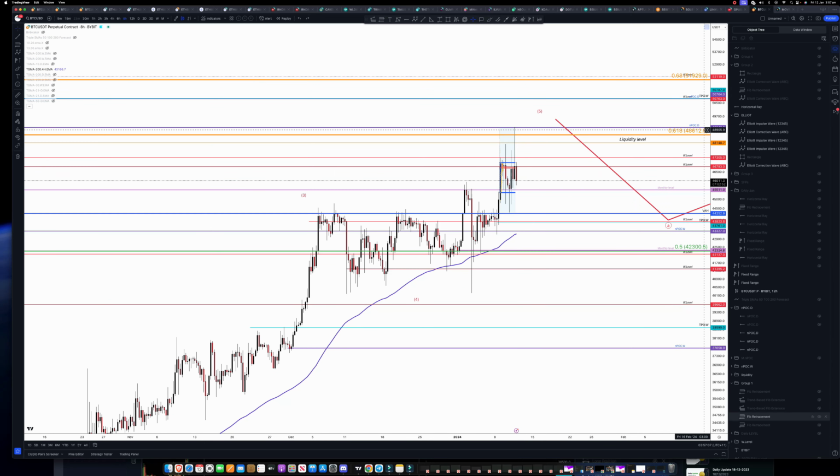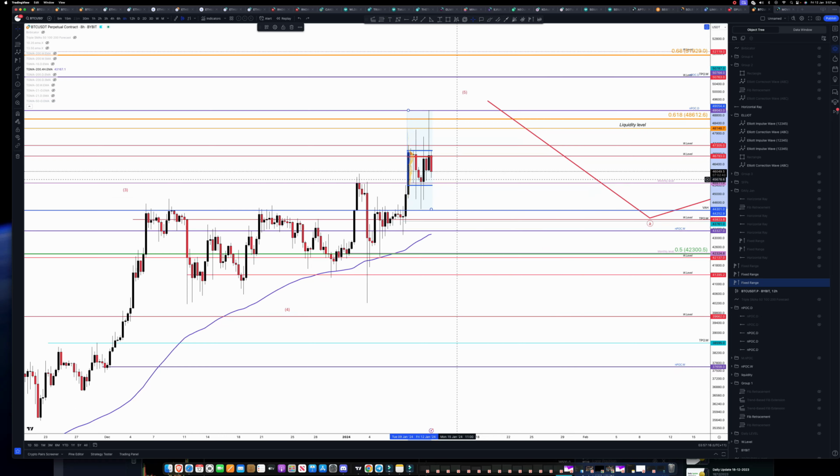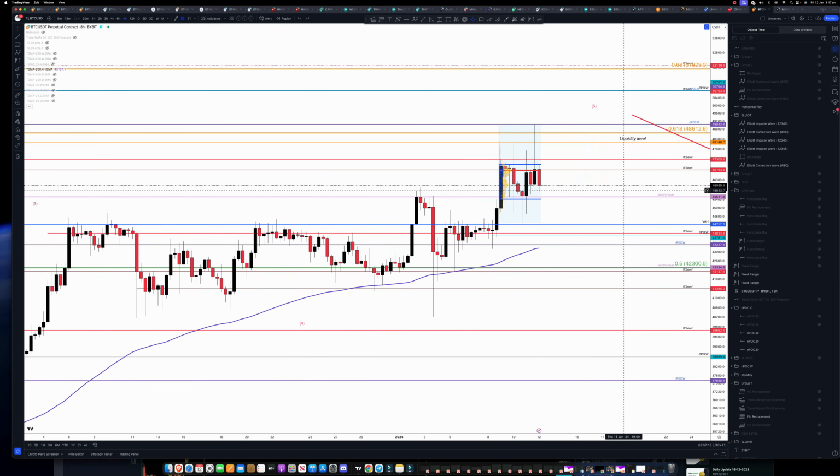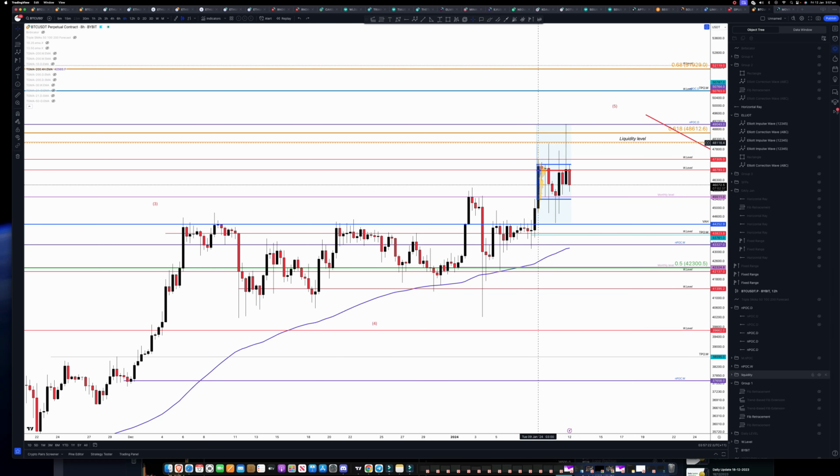So you can see how we closed off. We use our tool again, and basically we're in a range, as you can see. And the 8 hour demonstrates that we've got a fair bit of resistance to the upside.